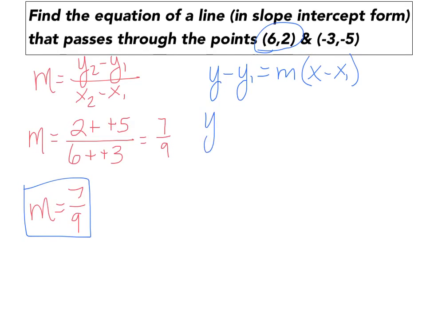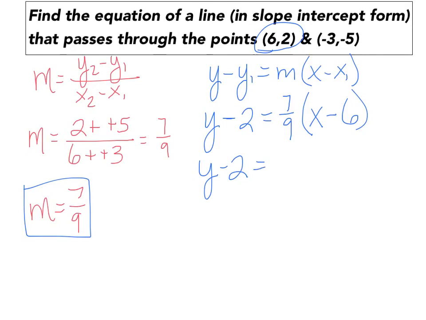Leave the first y there, subtract the y in your point. Equals, your slope was 7/9, and then you do an x minus the x value. So here's where you distribute, and I know it's not going to be super pretty, that's alright. 7/9 times x is just 7/9 x, and then on this one I have to take a 7/9 times a 6.